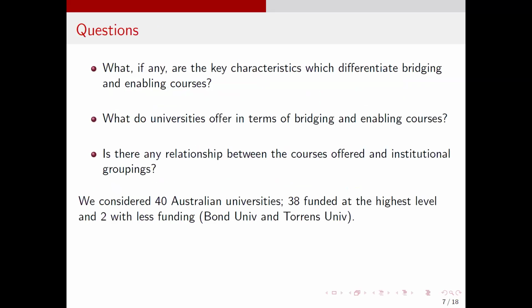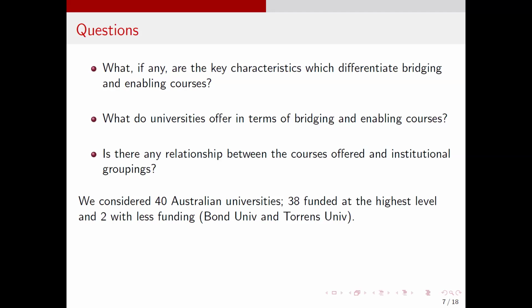Something for the future. Okay, what we wanted to know was, are there key characteristics which differentiate bridging and enabling courses? We wanted to know that for the audit we're doing across Australia of various support pathways and so on. If we're going to label something as bridging, is it really different? We need to be able to tell the difference. What do universities offer in terms of these courses, and is there any relationship between the institutional grouping? I'll say more about the groupings later.